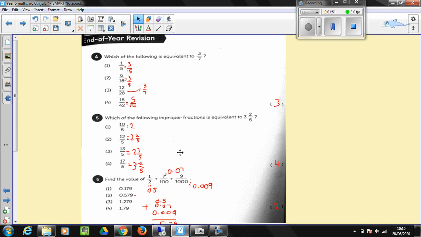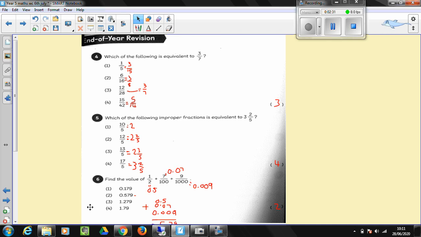For the next question, which of the following improper fractions is equivalent to 3 2/5? Well, if I've got 10/5, that's 2 whole ones, because 5/5 make a whole, so 10/5 would make 2 wholes. If I've got 12/5, 5/5 is 1 whole, 10/5 is 2 wholes, so I've got 2 wholes and 2/5 left over. If I've got 13/5, that's 2 wholes and 3/5. And the bottom one is 3 wholes and 2/5, so 4 is equivalent.